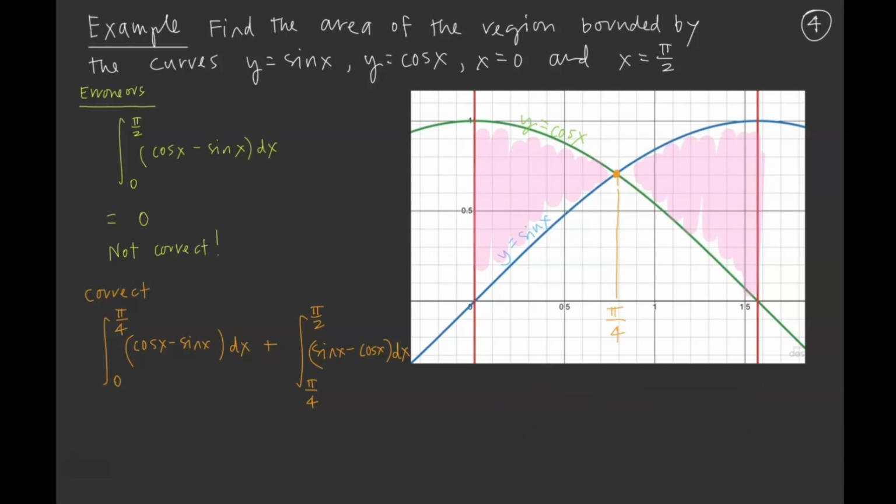And this first integral becomes, if you calculate it, square root of 2 minus 1. This integral becomes square root of 2 minus 1. And so we have 2 square root of 2 minus 2 for our final solution. This is counting the area of all of this pink region in here.